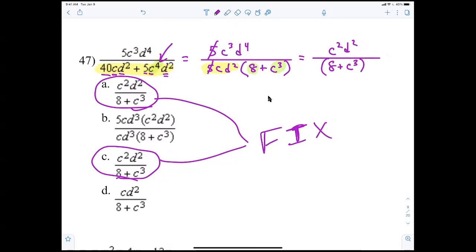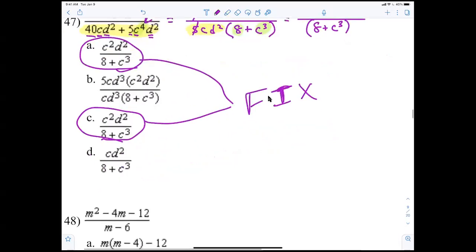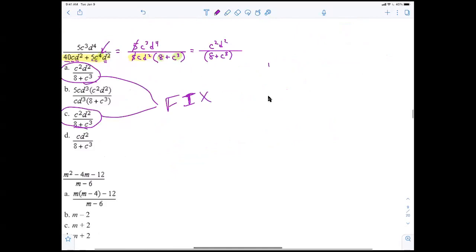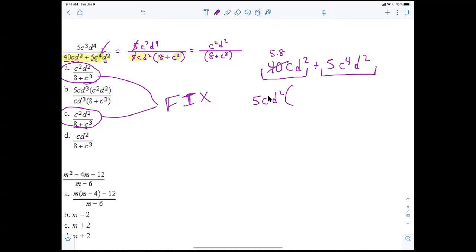You're factoring out a C. Let me do this again. All right, so here we go: 40CD squared plus 5C to the 4th D squared. Remember, think of the buckets here. There's a 5 in each bucket, a C in each bucket, and a D squared in each bucket. So if I pull out a 5, remember, this is 5 times 8. This is 5 times 1. So I have 8 plus C cubed. You agree now? All right, good job.